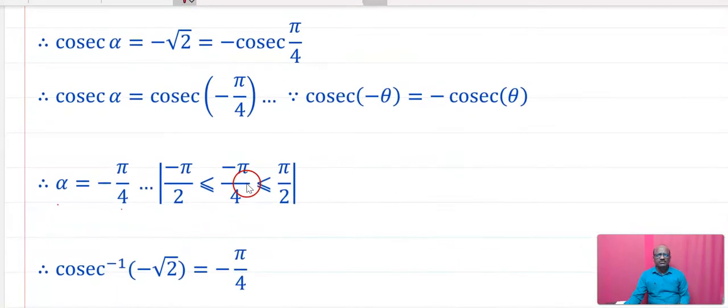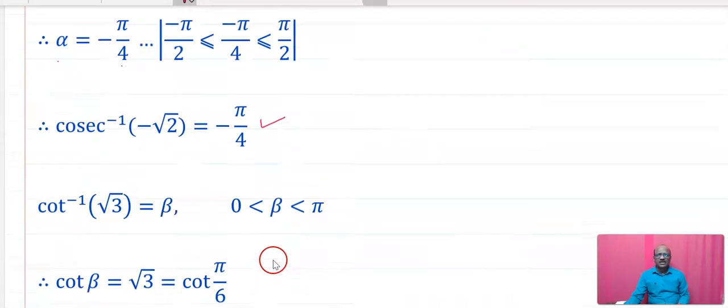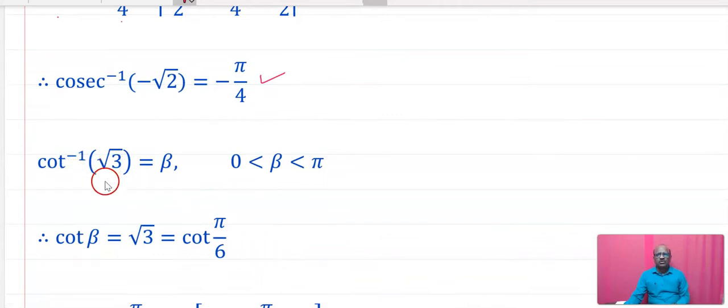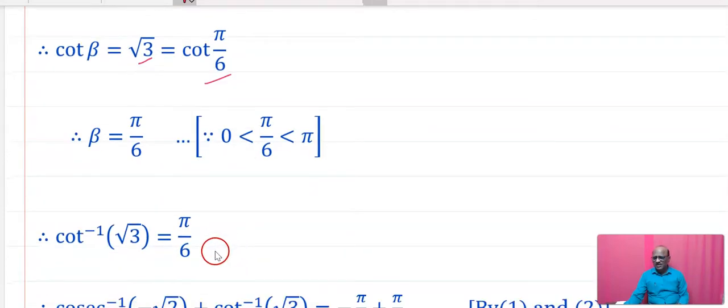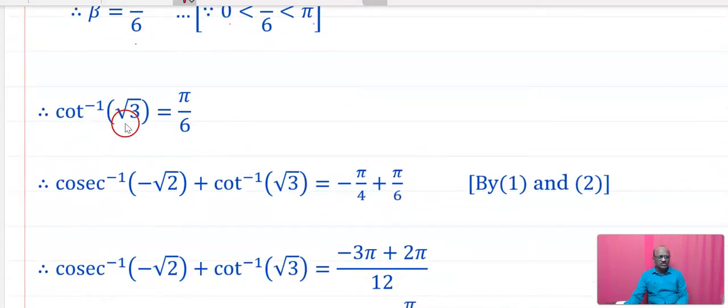Therefore, the cosec inverse of minus root 2 is minus pi by 4. Now next, let cot inverse of root 3 be beta. Again, beta lies between 0 to pi. Therefore, cot of beta is equal to root 3. But root 3 is the value of cot of pi by 6. And that's why beta is equal to pi by 6. Now this pi by 6 again lies between 0 to pi. And that's why cot inverse of root 3 is equal to pi by 6.